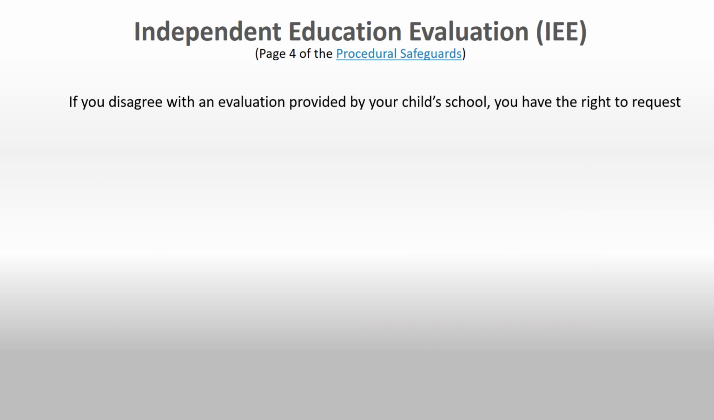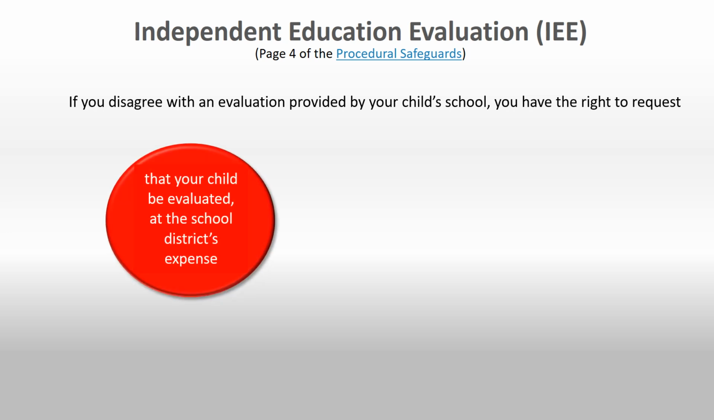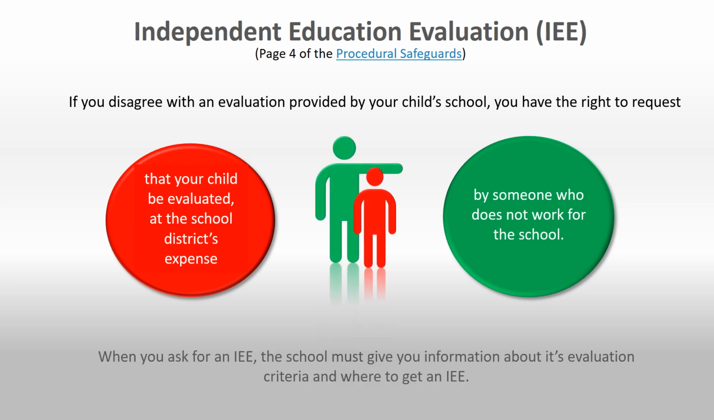Independent Education Evaluation, IEE, page 4 of the Procedural Safeguards. If you disagree with an evaluation provided by your child's school, you have the right to request that your child be evaluated at the school district's expense by someone who does not work for the school. When you ask for an IEE, the school must give you information about its evaluation criteria and where to get an IEE.